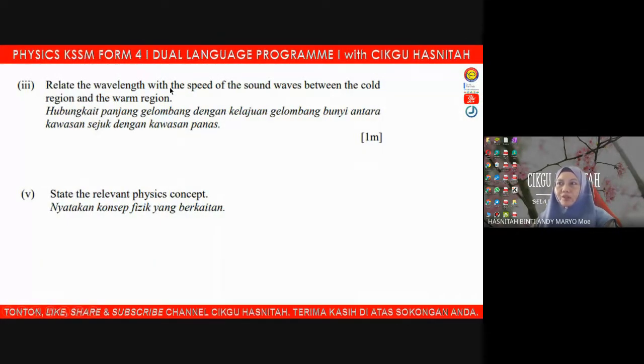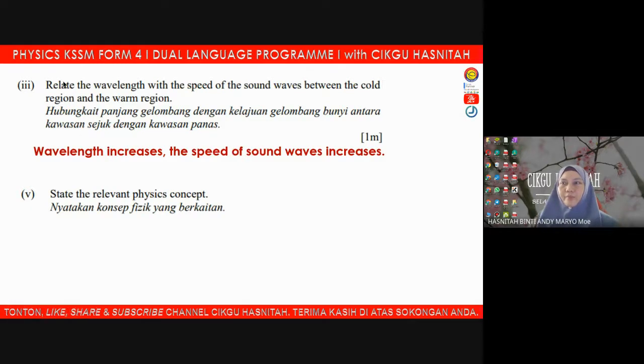Relate the wavelength with the speed of sound between the cold region and warm region. Students, how to relate wavelength and speed? What can you say? Does sound travel faster in warm air or cold air? Warm air. Later you read the notes again. So from the diagram we can see that as wavelength increases, speed of sound increases.